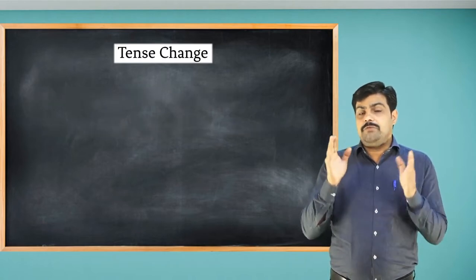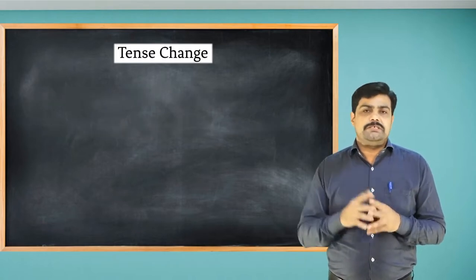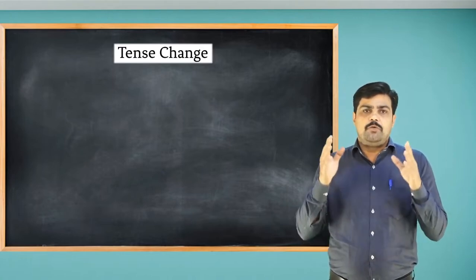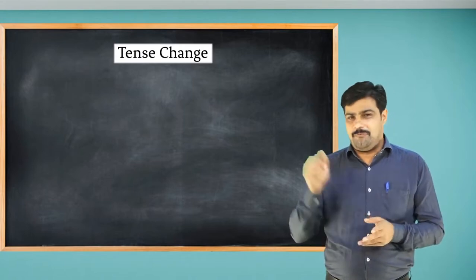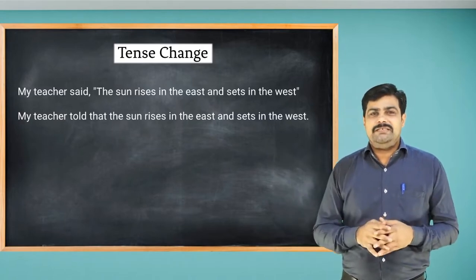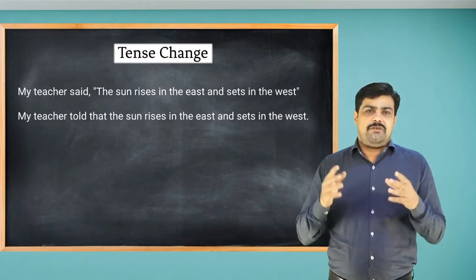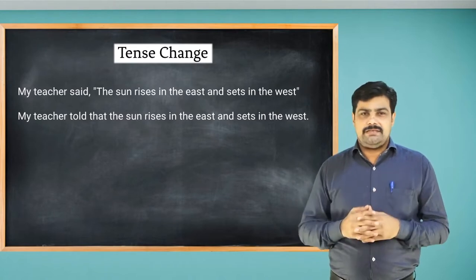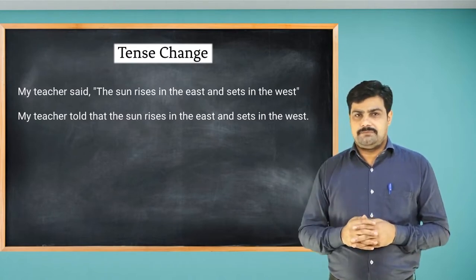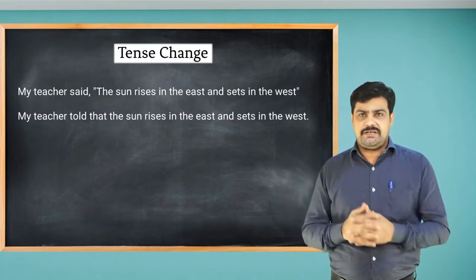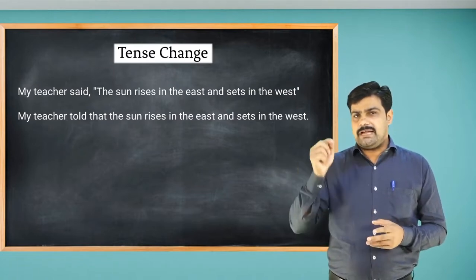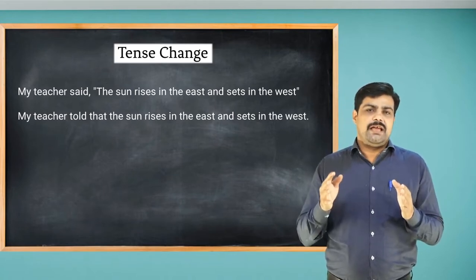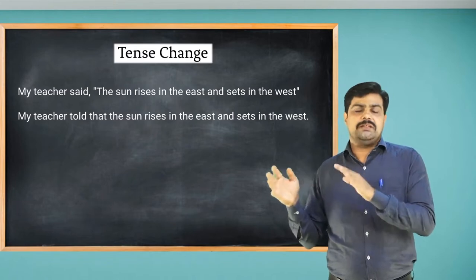But where a universal truth is used in the reported speech or clause, the above rule doesn't apply at all. For example, you see here, my teacher said, the sun rises in the east and sets in the west. Now in the sentence, there is a universal truth. So the tense will not be changed in the second part. So the sentence will be, my teacher told that the sun rises in the east and sets in the west.